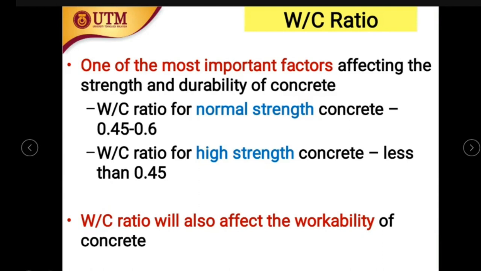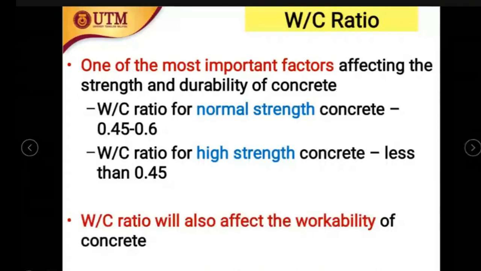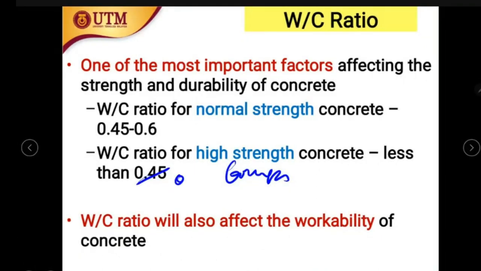One of the most important factors affecting the strength and also durability is water cement ratio. For normal strength concrete, the water cement ratio normally ranges from 0.45 to 0.6. For 30 megapascal or 40 megapascal concrete, normally 0.45 or 0.5 is a suitable water cement ratio. But if you want to increase the strength of the concrete, we have to reduce our water cement ratio. Based on my past experience in the lab, in order to achieve 60 megapascal concrete, we have to lower our water cement ratio to about 0.3 only.